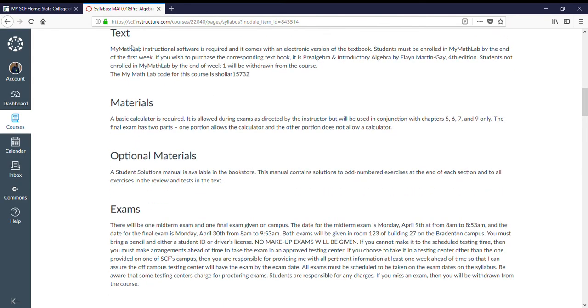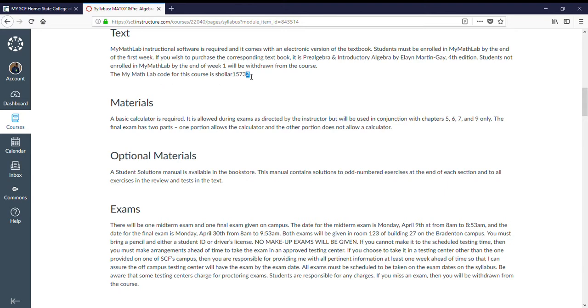Textbook, you do not have to buy the actual textbook. The only thing that you need to buy is the My Math Lab software, and you can buy that in the bookstore using your financial aid or your own money, or you can just buy it straight on their website. I think it's a little bit cheaper if you go directly to their website and purchase it with a credit card or a debit card. I think it'll save you a couple bucks.